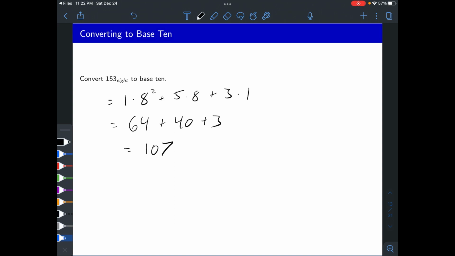If you want to put the little 10 subscript just to make it clear that that's in base 10, go ahead. A lot of times, if we leave off the subscript, generally speaking, you can just assume that it's being interpreted as a base 10 number.